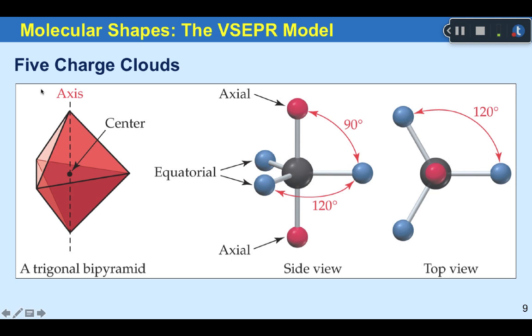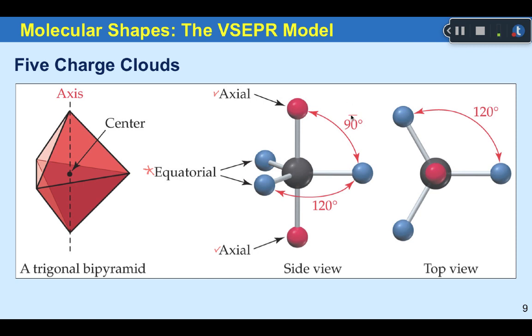We call the next discussion around five charge clouds. So if you put the atom in the center and figure out what could happen when there's five charge clouds around a central atom, there end up to be two kinds of positions around that central atom. Two of them are described as axial, and the other three are described as equatorial. A little bit funky if you think about it, but it kind of makes sense. The red ones are in the axial positions where they're 180 degrees apart from one another, and then the blue ones are in an arrangement around the center atom in 120 degree angles apart from each other.